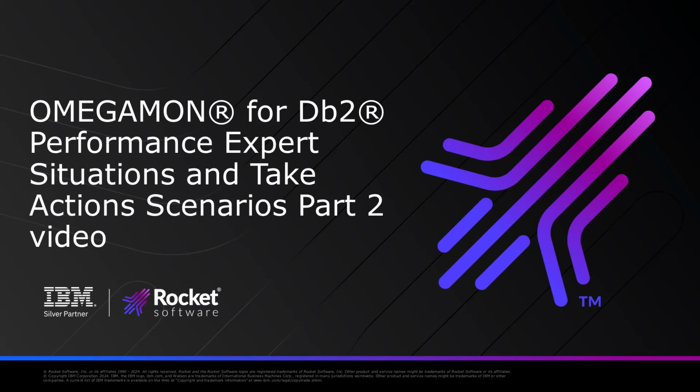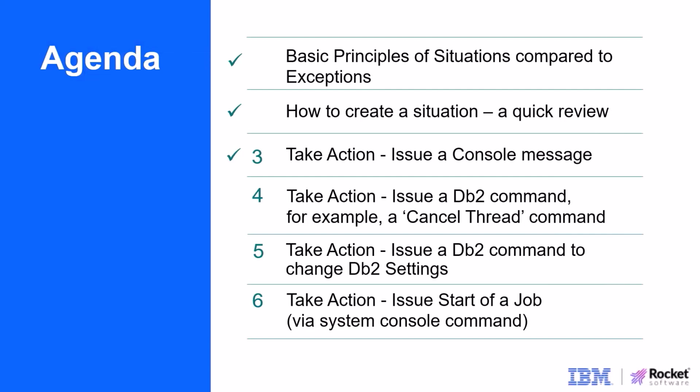Welcome again to the second part of the OMEGAMON for Db2 Performance Expert specific training for situation management with Take Actions. In the first part of the video, we discussed basic principles and the differences between situations with the option of Take Action automatically, running in the background, and the exceptions primarily used for highlighting within OMEGAMON for Db2. We also discussed how to create situations within Enhanced 3270 UI and the Tivoli Enterprise Portal. In this video, I will now concentrate on the Take Actions and its use cases.